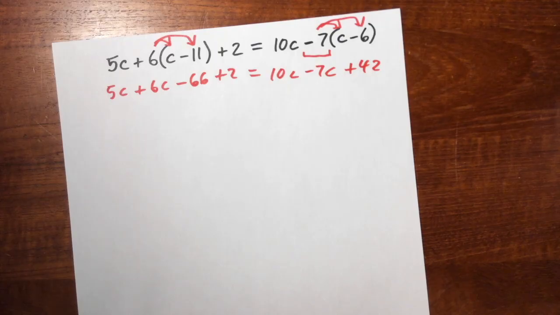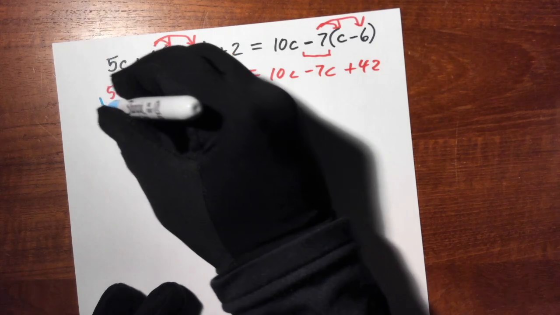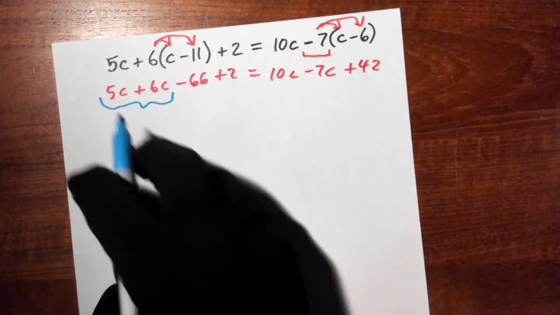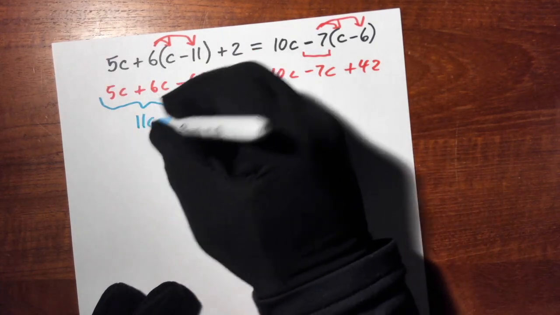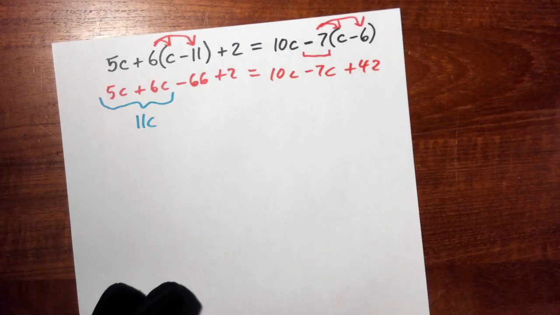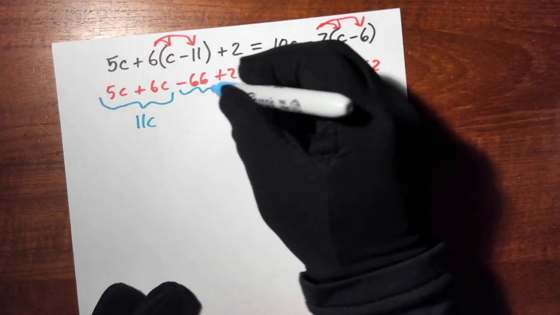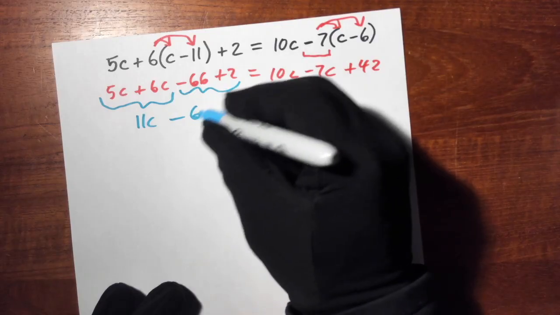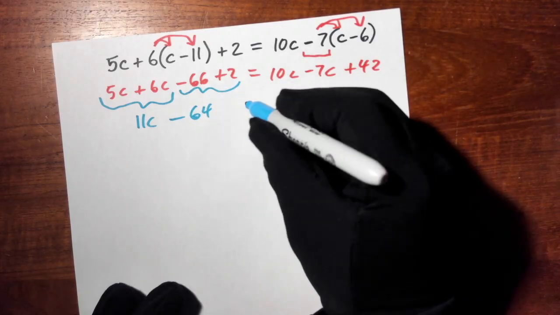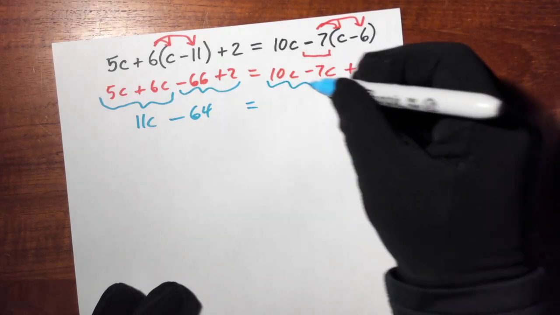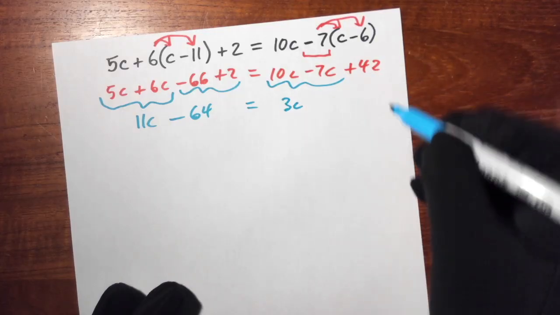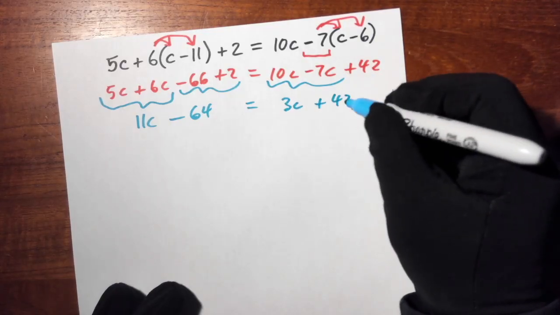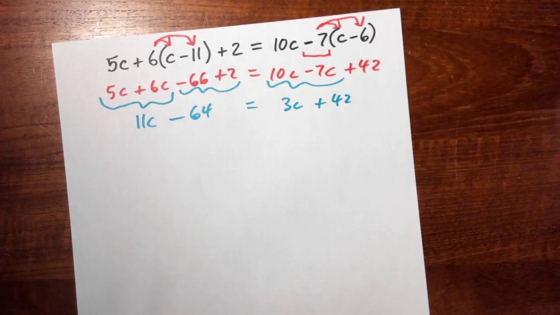Another important skill is combining like terms. 5 C's and 6 more C's is 11 C's. Negative 66 and 2 is negative 64. 10 C's minus 7 C's is 3 C's. 42 can't combine with that because it's not alike. It doesn't have a C component.